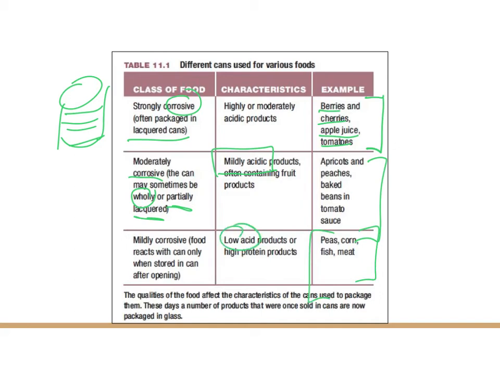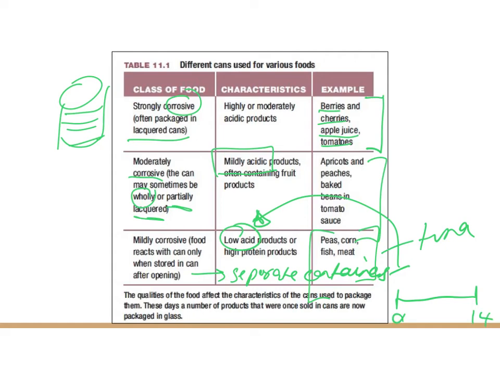The last examples are things like peas, corn, fish and meat. These are very low acidity, so the food product only reacts with the can once it's been opened, which is why we shouldn't store food in cans. They should be stored in separate containers. But you will notice that if you look at the inside of a tuna can, or the inside of a peas and corn can, then these will not have that white lacquer coating because they are very, very low acidity. On a pH scale of 0 to 14, they are around the 7 range, or they're upward from 7.